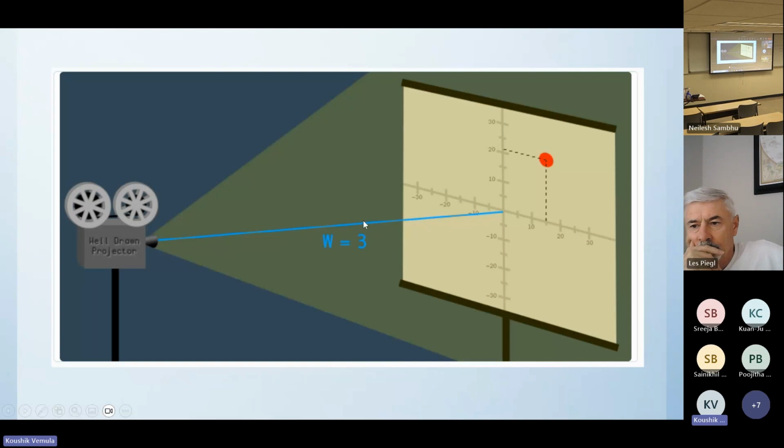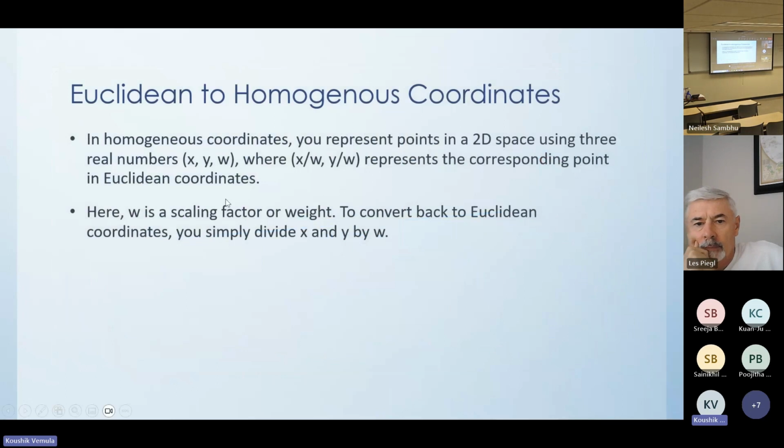But when we change them all back with respect to w, we can get an infinite number of homogeneous coordinates, which all will be representing one coordinate in Euclidean. One Euclidean coordinate will be represented by infinite coordinates in homogeneous. This is useful in matrix notations and all.